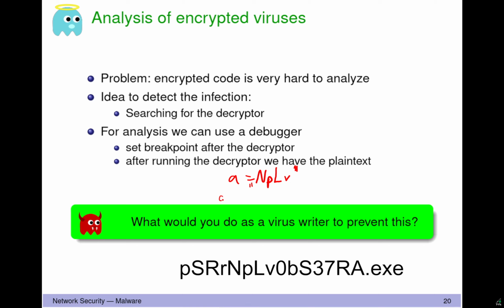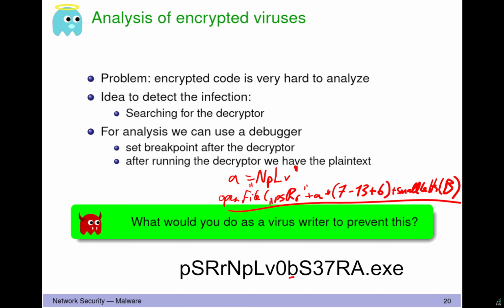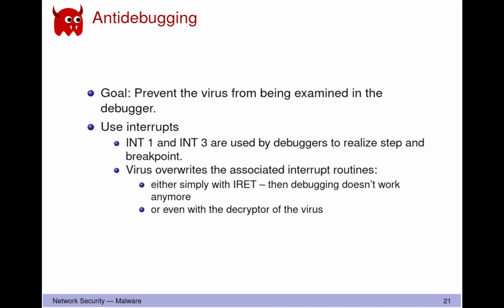That's right. So what you can do is something like open file, I don't know, P as R plus A plus, I don't know, 7 minus 13 plus 6 plus, also small letter B. So that you step by step basically have a very long similar explanation of what you want to do, but the file name is not visible anymore. This is obfuscation, yes.